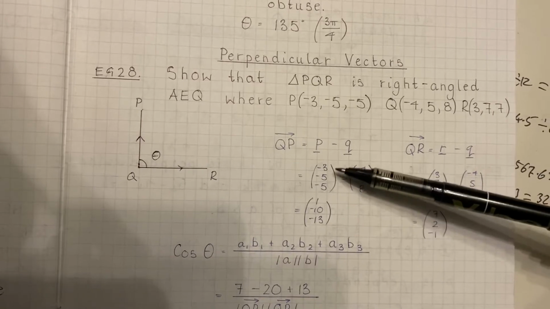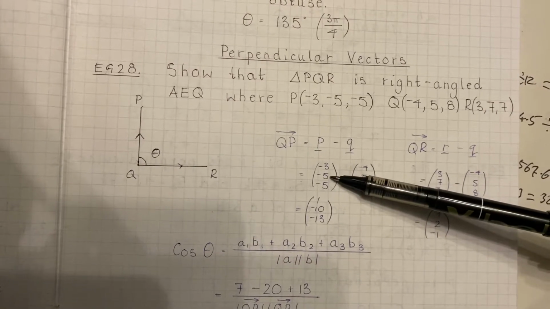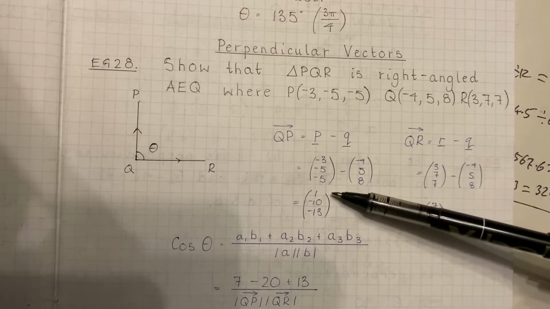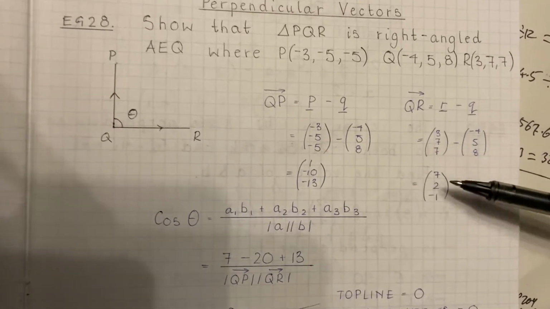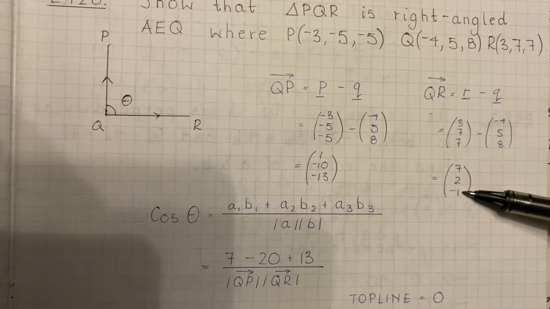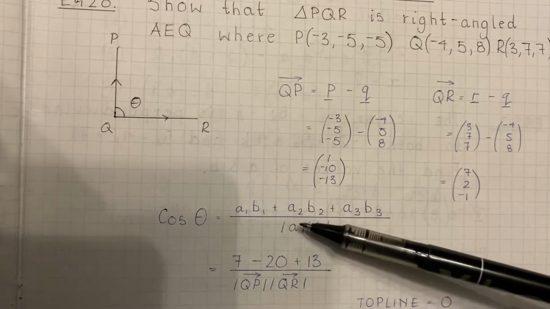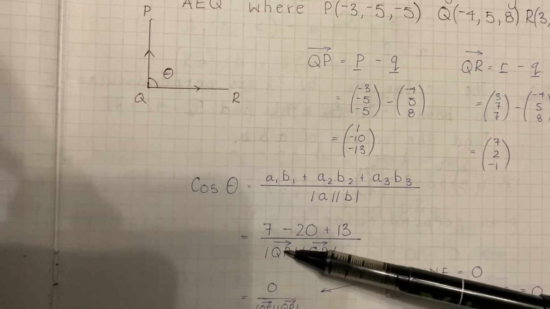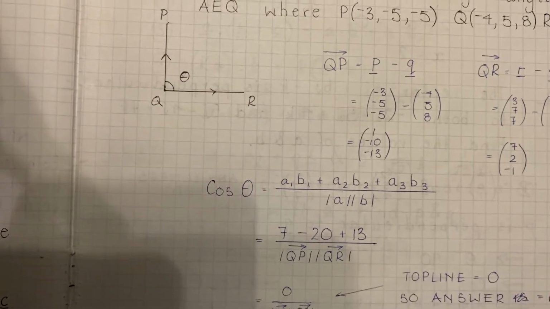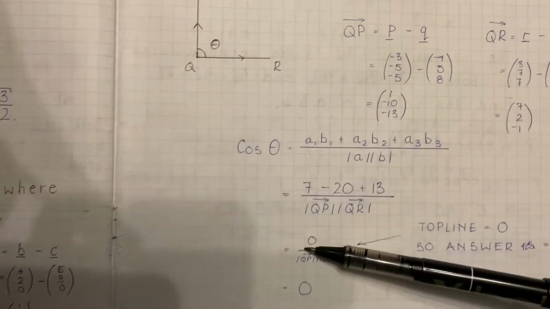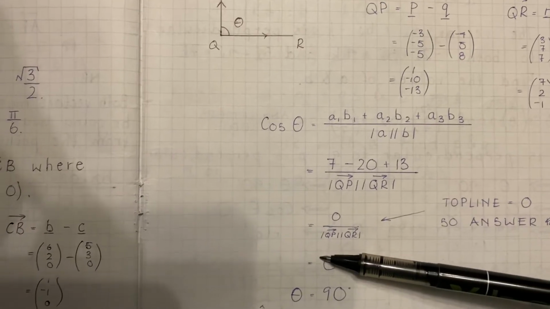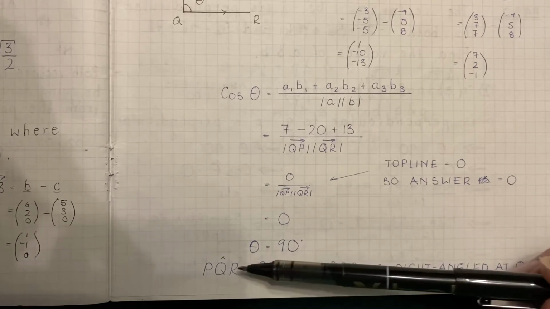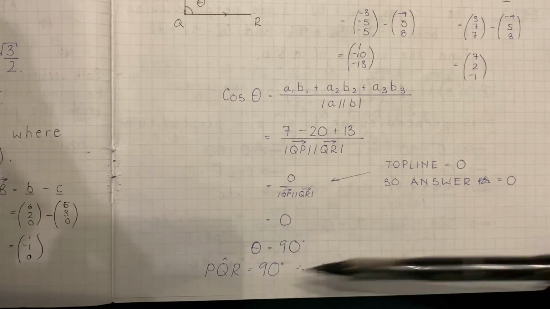So what we get is -3, -5, 5, -4, 5, 8, and we get 1, -10, -13, and on this side 7, 2, -1. When we pop this in the top, we get 7 minus 20 plus 13. You may have noticed I haven't bothered with the magnitudes, because we get 0 on the top. Because we get 0 on the top, it equals 0, which means inverse cos of 0 is 90 degrees, which means it is right angled at Q.